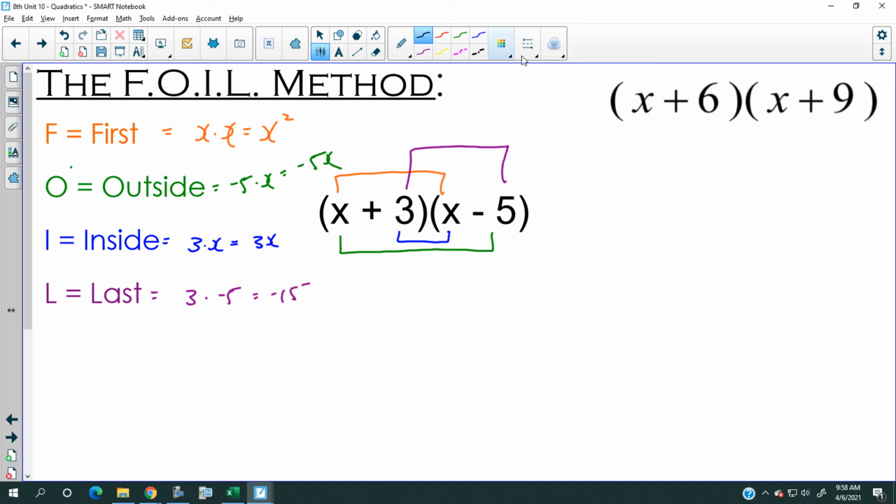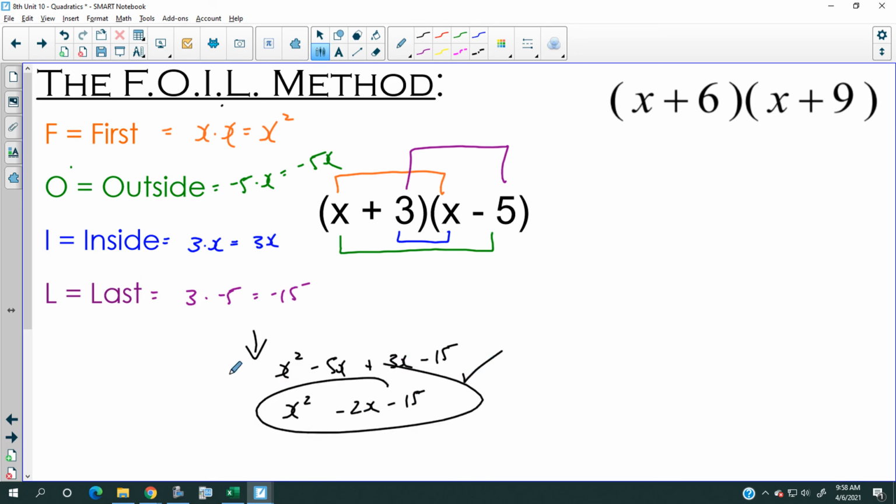By the way, if you feel like, oh man, I'm not really getting this, don't worry, we're going to spend like 3 days doing nothing but practice. There's no way you're going to leave 8th grade and MS 51 without knowing how to do this. So, X squared minus 5x. I'm just rewriting what I got so far from the 4 steps. And then the minus 15, combine like terms. X squared, now minus 2x minus 15, standard form, boom, that's it.